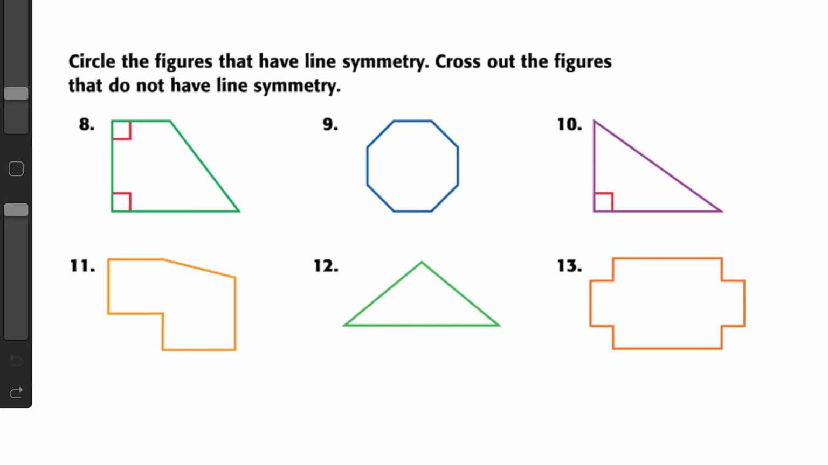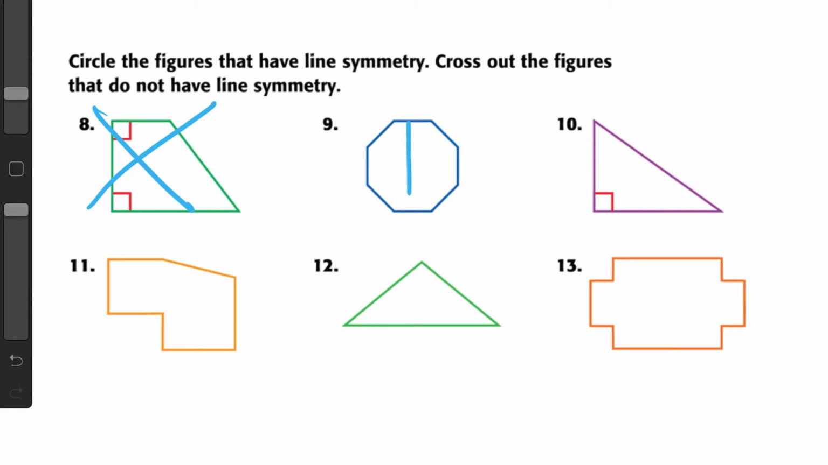All right, now we're gonna go through some problems that you might find on your homework. Circle the figures that have a line of symmetry, cross out the figures that do not have a line of symmetry. So we know that a line of symmetry is an invisible line that can cut a shape in half evenly and not have any more or less. All right, this next one. I can actually see a couple lines of symmetry.